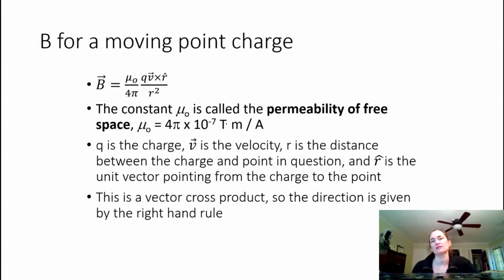And the Biot-Savart law is nice because it gives you the direction of the magnetic field. The other ways to do that, like Ampere's law, for example, don't give you a direction, they just give you a magnitude.